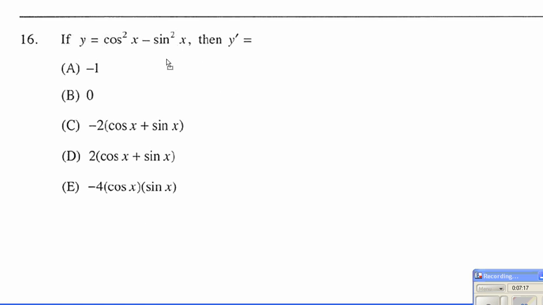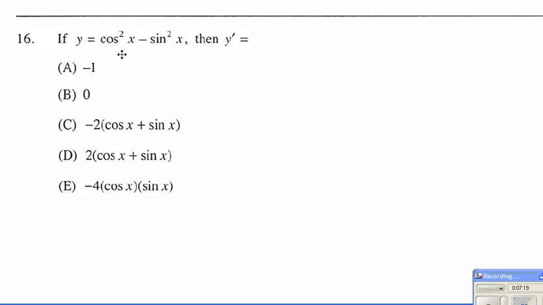Alright, now next question. In fact, in this question, what we could have done was take the derivative of each term. We'll do that, but an easier way would have been knowing that this is equal to cosine of 2x. That would make things so much easier. But for now, we will just use the chain rule and go ahead and do it.